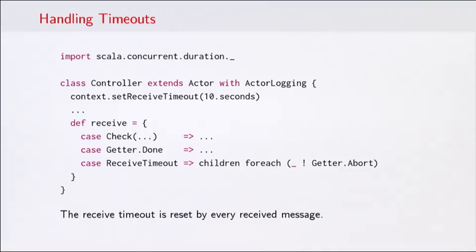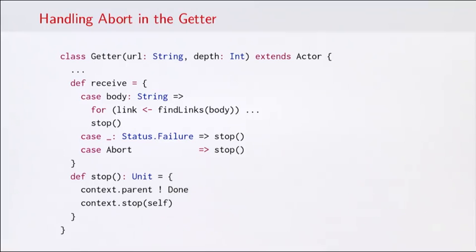When it expires, we get, namely, this receive timeout object here. And in this case, we tell all our children to abort. Of course, we need to code this functionality in the getter as well, that we can see here. We add a new case abort, in which we just stop.